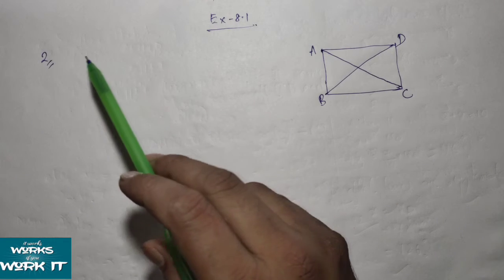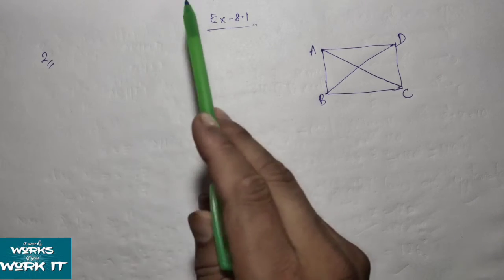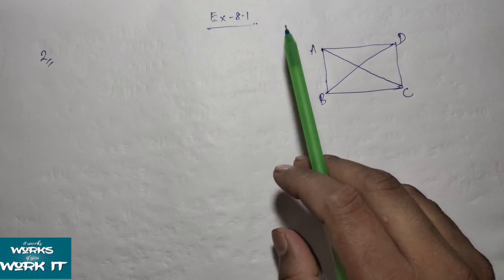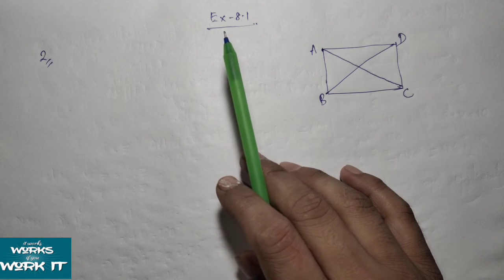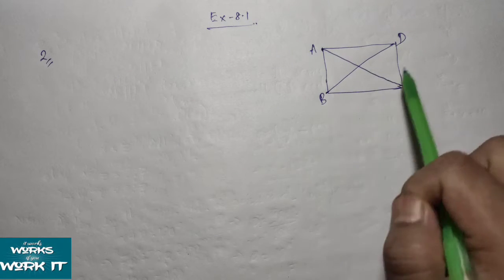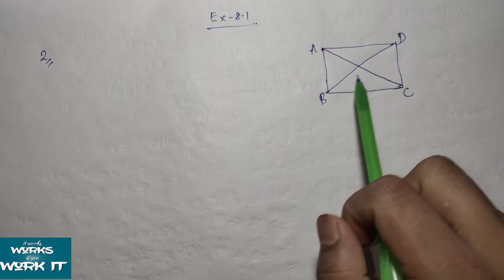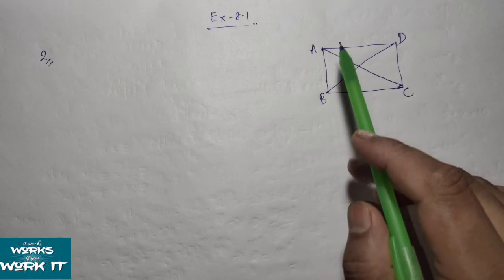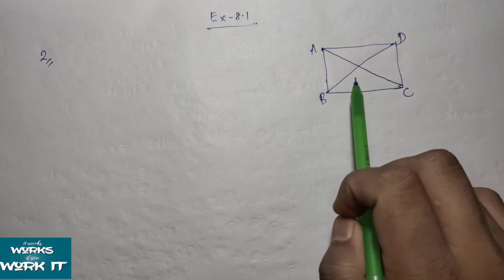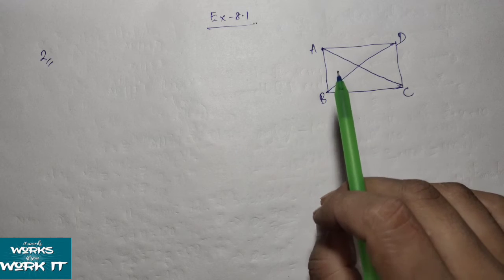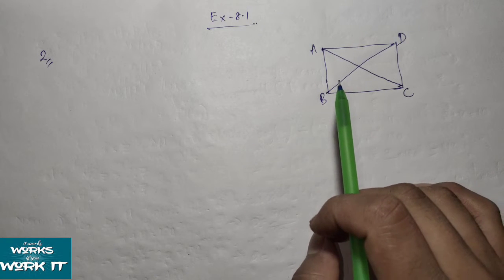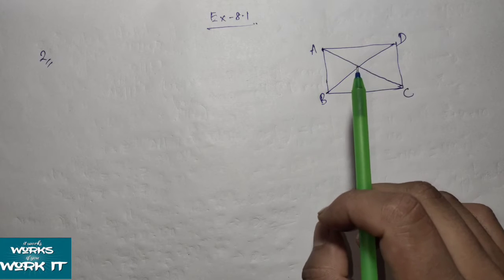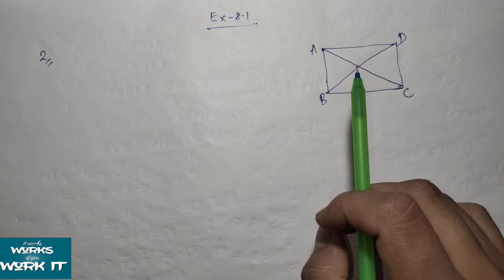Now students, we will be doing question number 2 of exercise 8.1. If you see the question in the textbook, it is given that the diagonals of a parallelogram... We need to revise the properties of a parallelogram whenever questions come from each type of quadrilateral. Every property should be in your mind before doing the solutions.